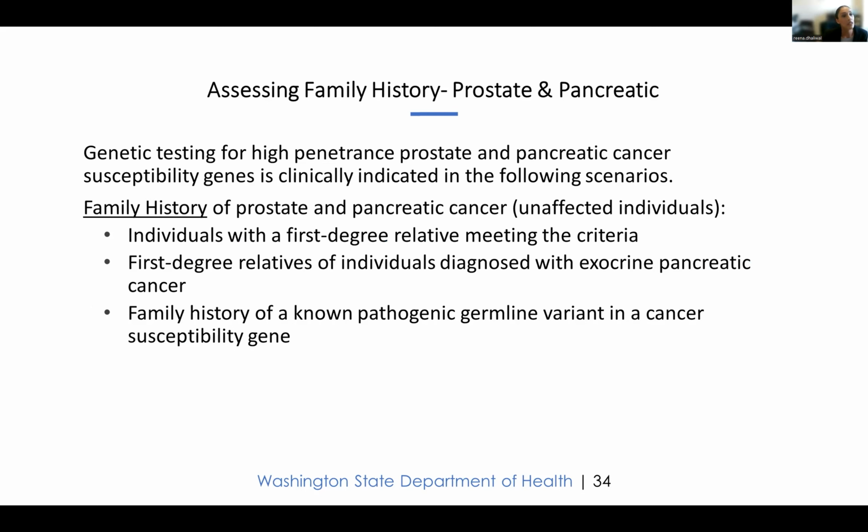And then specifically talking about the family history for prostate and pancreatic cancer. Again, these are unaffected individuals who do not have cancer. So anybody with a first degree relative meeting the criteria, so a parent or a sibling with pancreatic cancer or metastatic high risk prostate cancer, or a first degree relative of an individual with pancreatic cancer, or somebody with a known pathogenic germline variant in a cancer susceptibility gene. Those individuals would all meet NCCN guidelines for evaluation.